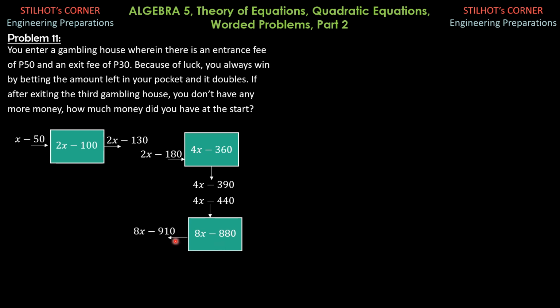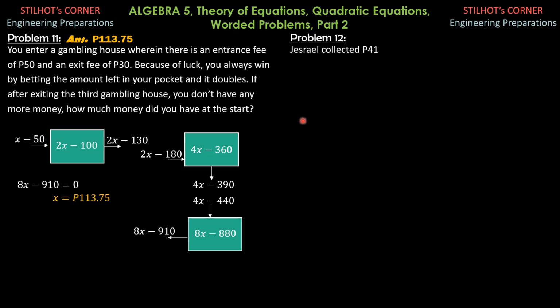And because, as stated here, you don't have any more money, this is equated to 0. So 8x minus 910 equals 0. So x equals 910 over 8. And your money at the start is 113.75 pesos.